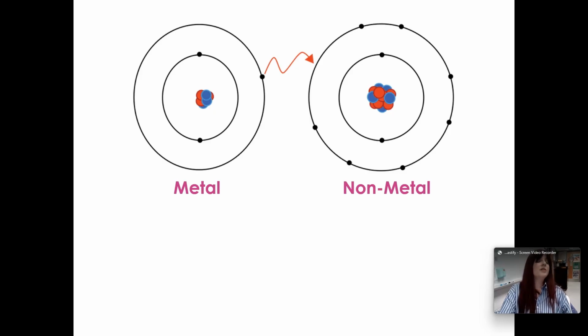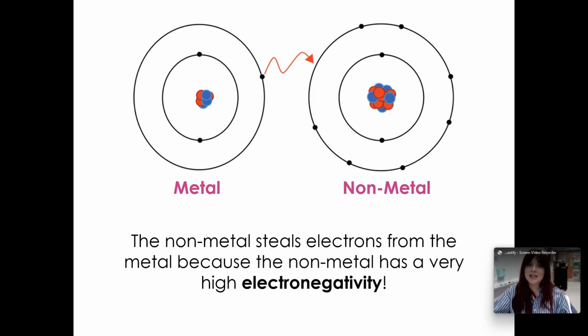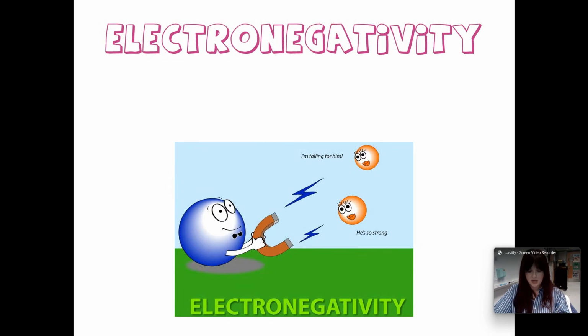So the nonmetal, again, in this case, just like that last picture, we saw sodium. Sodium is a metal. Fluorine was a nonmetal. Nonmetals tend to have very high electronegativities, like fluorine we've talked about. Fluorine, chlorine, bromine, oxygen, nitrogen, very electronegative elements. Those nonmetals have the ability to steal an electron from a metal because those metals do not have high electronegativities. So in this case, the nonmetal will steal the electron from the metal because the nonmetal has a very high electronegativity.